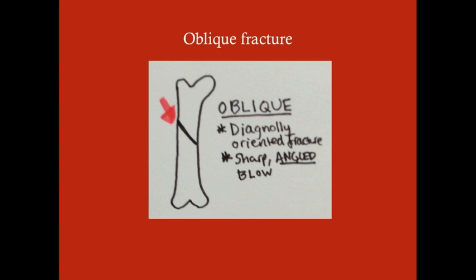Now the oblique fracture is diagonally oriented, whereas our transverse fracture was at a perpendicular angle to the long axis of the bone. The oblique fracture is diagonal. So in this case, we have a diagonally oriented fracture, and this is due to a sharp angled blow. That makes sense because that's the direction you would have to go in to cause a diagonal fracture. So rather than having a direct blow, you would have an angled blow, and that causes this diagonal fracture.